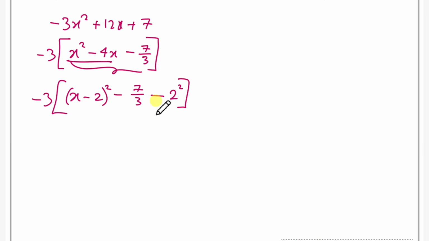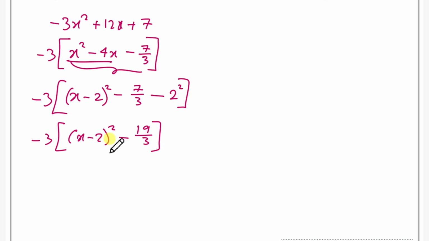Now we just have to tidy up. So what we're going to do now in the calculator is minus 7/3 minus 2 squared, to tidy up just a little bit, so it looks a bit nicer. So when you do that, you should have minus 3, big square bracket, x minus 2 squared, and then if you do the calculation right, you should get, I think, minus 19/3.